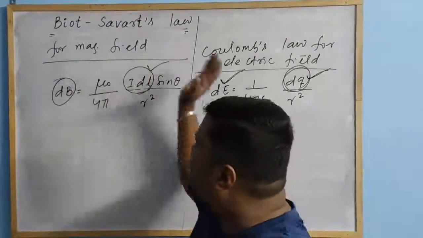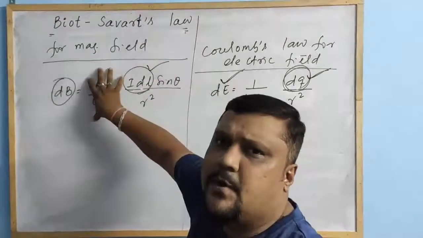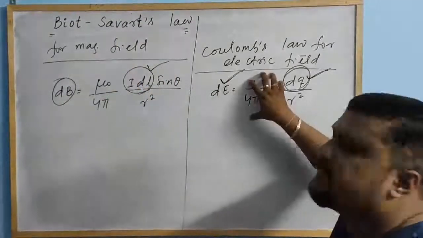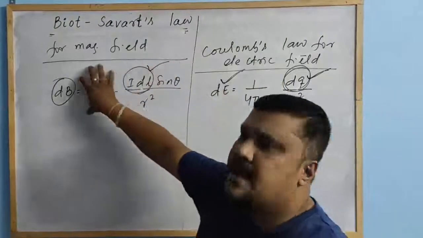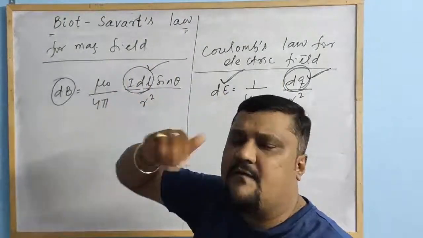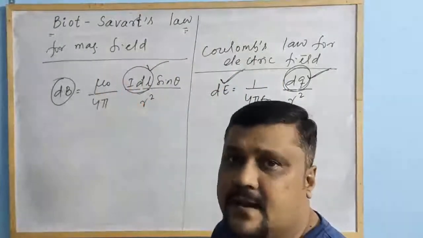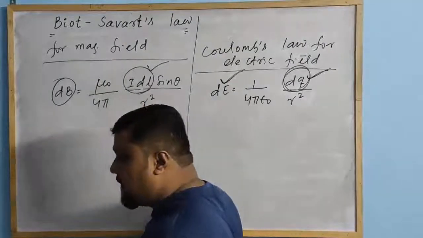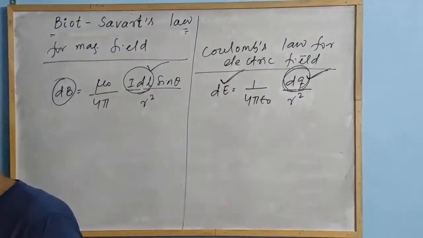And almost everything else is the same, except that here it is mu naught, the permeability of free space. This is permittivity because it is electrostatics. This is magnetism, the magnetic effect of electric current. So it is the magnetic field, so it is mu naught by 4 pi. So this is the main difference between these two.